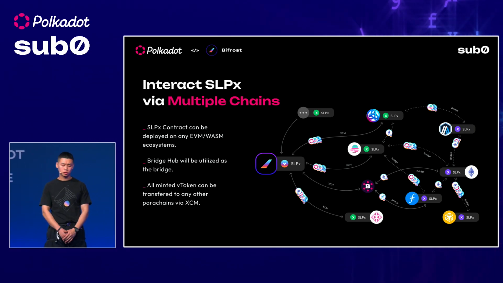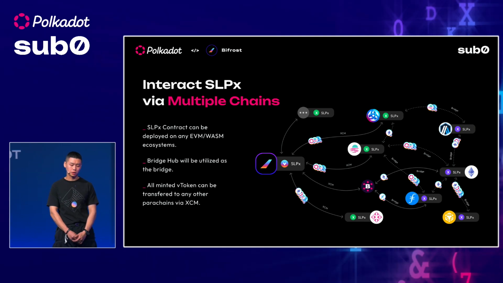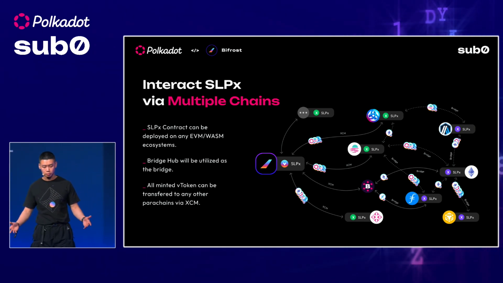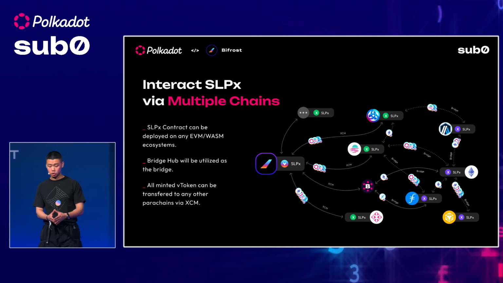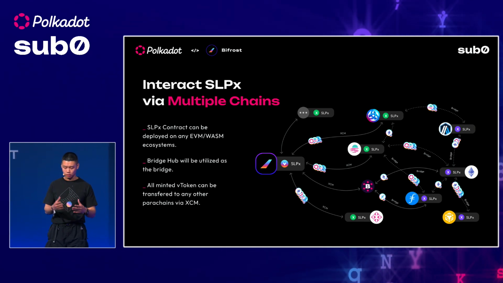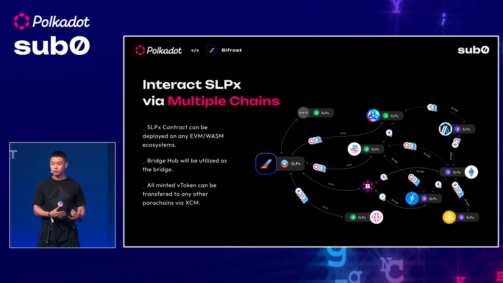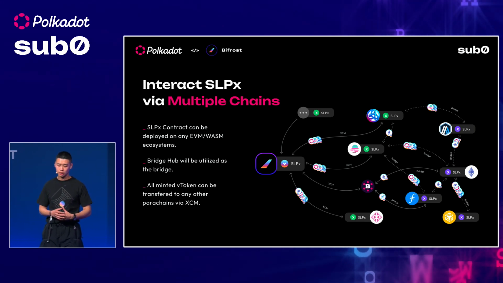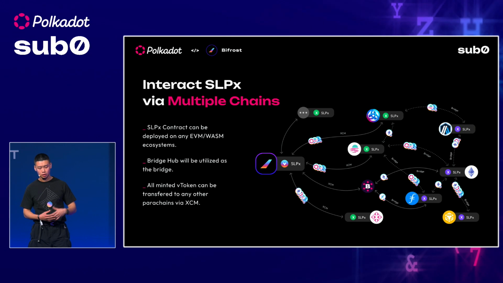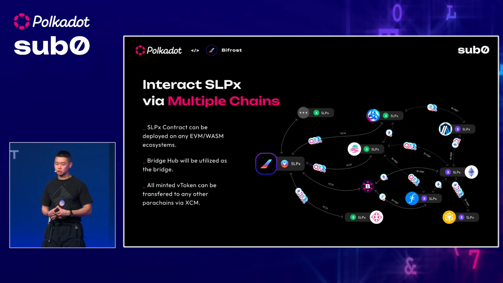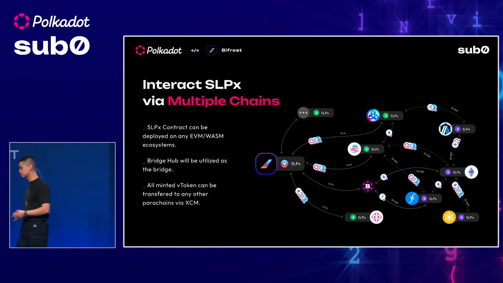So in conclusion, the SLPx contract can be deployed on any EVM or WASM environment, and the Bridge Hub acts like a bridge to connect with some other parachains and the external blockchains, and all this minted V token can be transferred to any other parachains by XCM.